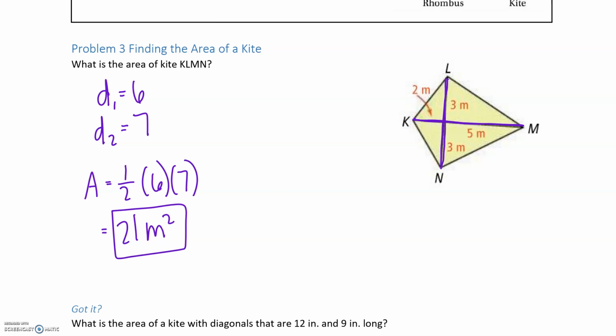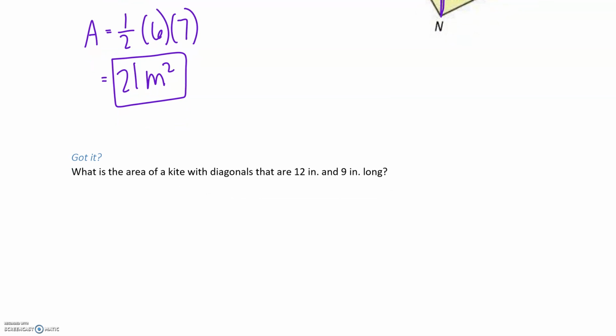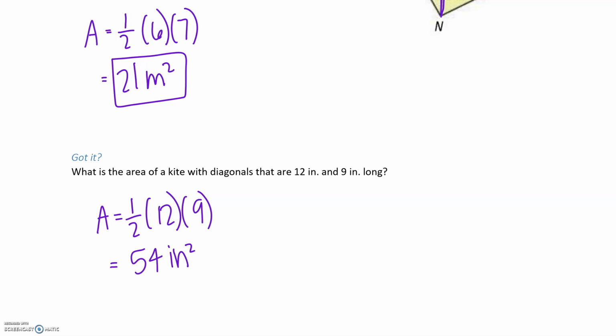Okay. Our next one, it says that we have a kite with diagonals of 12 and 9. So we would have area equals 1/2 times 12 times 9. And when we put that into our calculator, that's going to give us 54 inches squared.